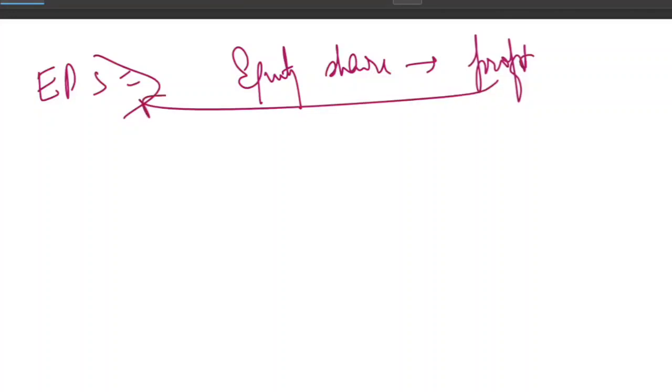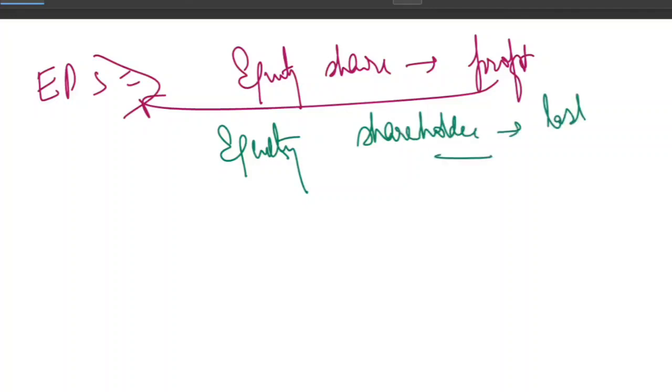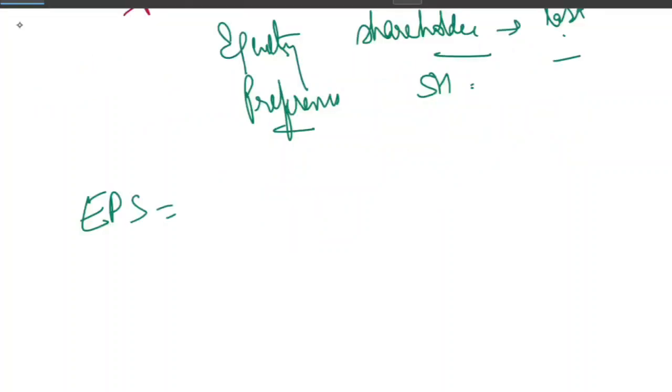But equity shareholders get profit at the last. I think you know very well that any kind of equity shareholder gets profit at last, at the end. First right goes to the preference shareholder. Initially, preference shareholders get the right, right? So the formula for EPS is very simple. Let me write it down. EPS formula is like this.